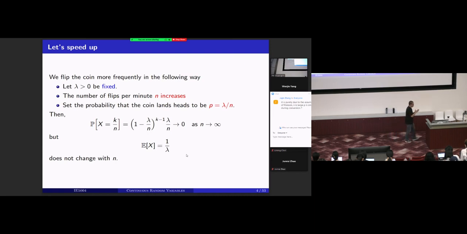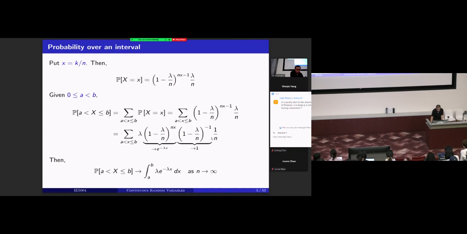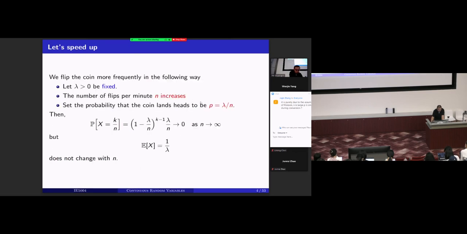So in this way, you can see that if we wish to describe the distributional behavior, then we need to think of the probability that it's within a certain interval rather than specific points. Recall that any interval would be an uncountable set, right? So now, next, let's see how to describe the distribution over an interval for this random variable.